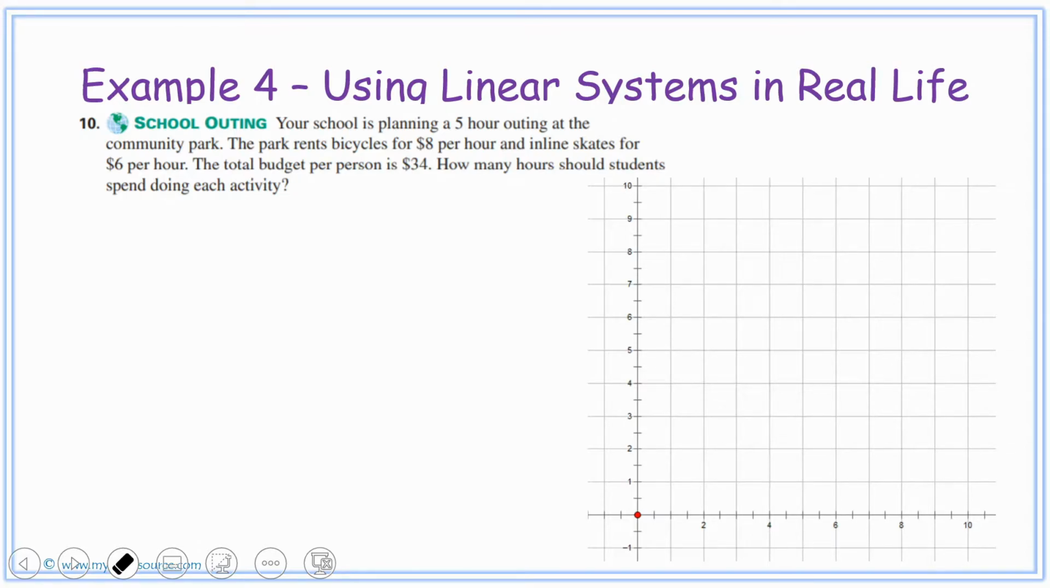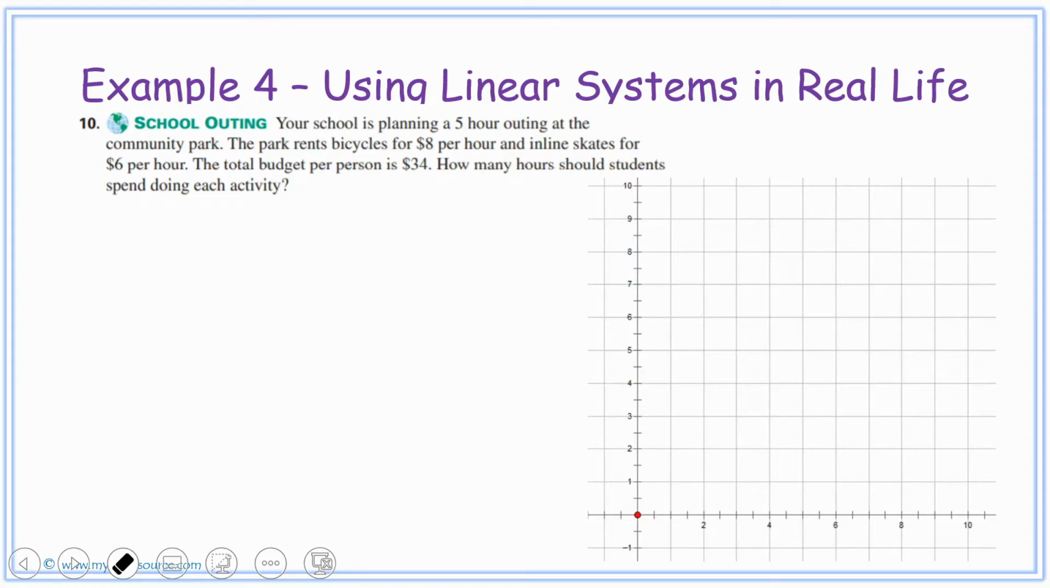All right, let's try an example of using linear systems in real life. Your understanding of being able to formulate an equation from a word question is really important here. This is number 10 from the book. Your school is planning a 5-hour outing at the community park. The park rents bicycles for $8 per hour and inline skates for $6 per hour. The total budget per person is $34. How many hours should students spend doing each activity?